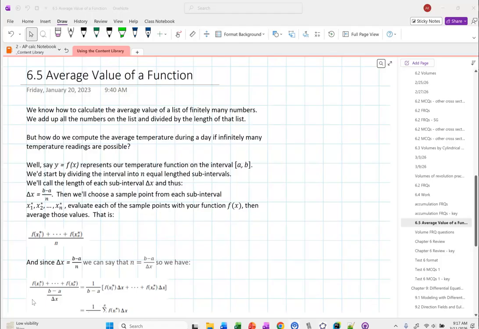So what we're going to talk about today is the average value of a function. So how do you compute an average? Add them all together and you divide by the number of terms. Great. So how are you going to do that for a function where there's infinitely many points? Same way. So that's what we're going to talk about today.